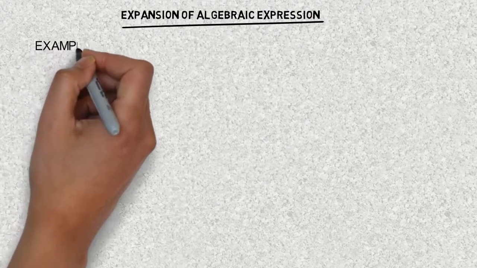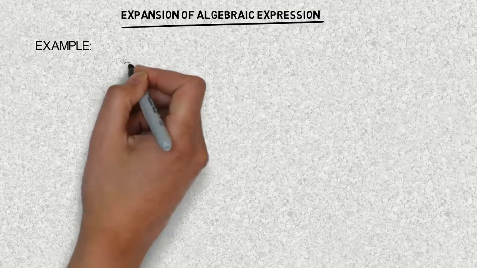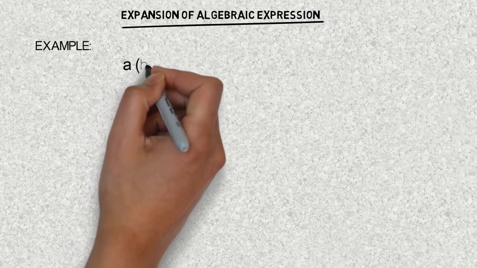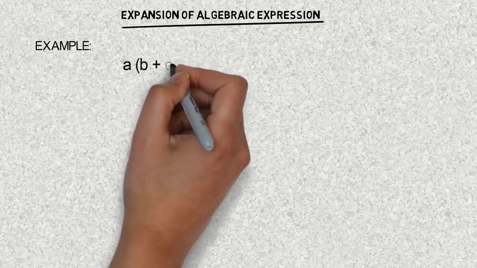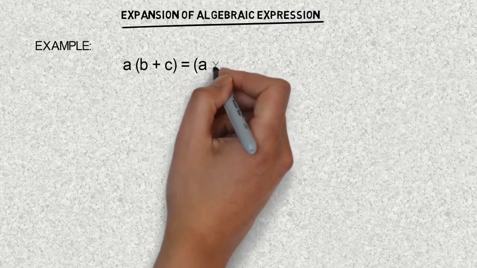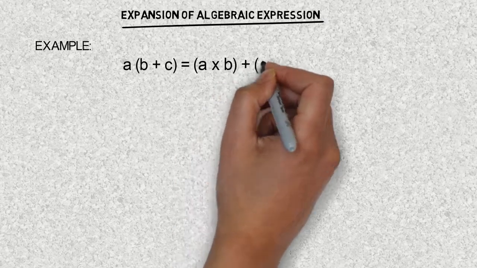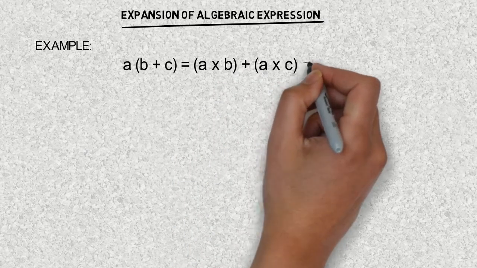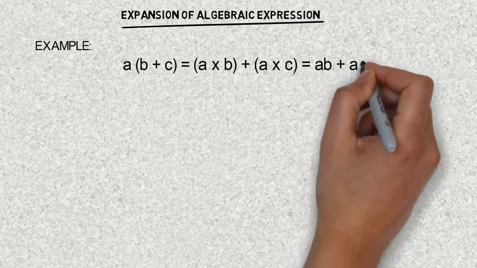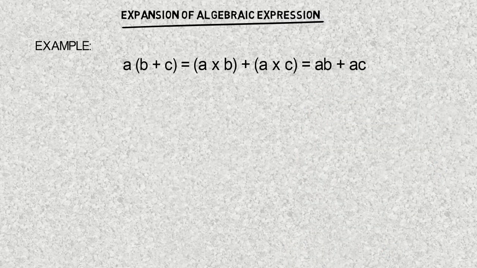Example: say I have a into brackets b plus c. How do we expand this? What we simply do here is we multiply a all through by what we have in the bracket. So how do I do this? I have a multiplied by b plus a multiplied by c. That is simply the expansion of this. And that will give me a multiplied by b will give me ab, plus a multiplied by c, ac. So I have ab plus ac.